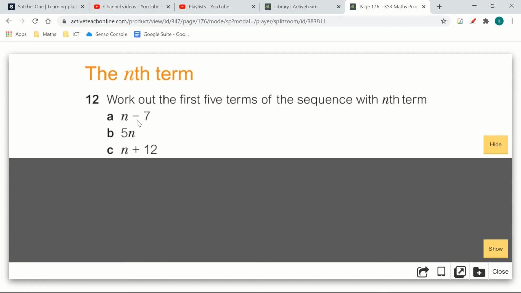So the first one on this one, when n equals 1, we have 1 take away 7. So if you had your number line that you had earlier on there, we'd see that 1 take away 7 is negative 6. Okay, then we'll do the second term, we replace n with 2. So 2 take away 7 is, and then pull that out from here. Where we've got the 5n here, it means 5 times n. Okay, pause the video, see how you get on with that.